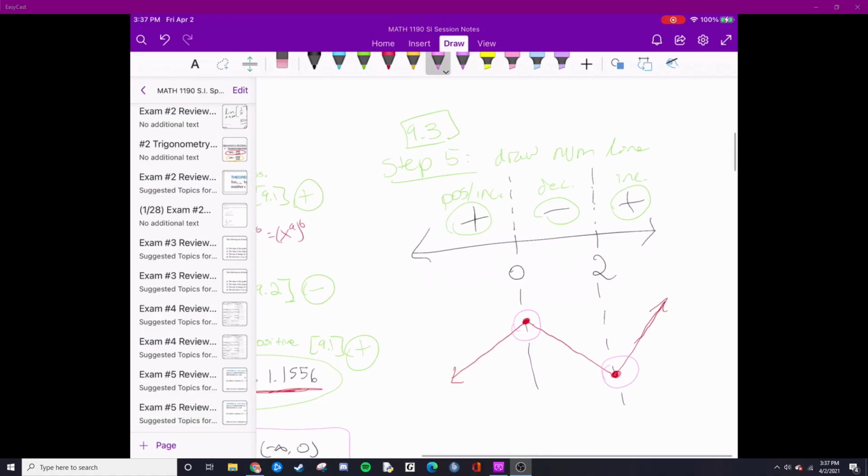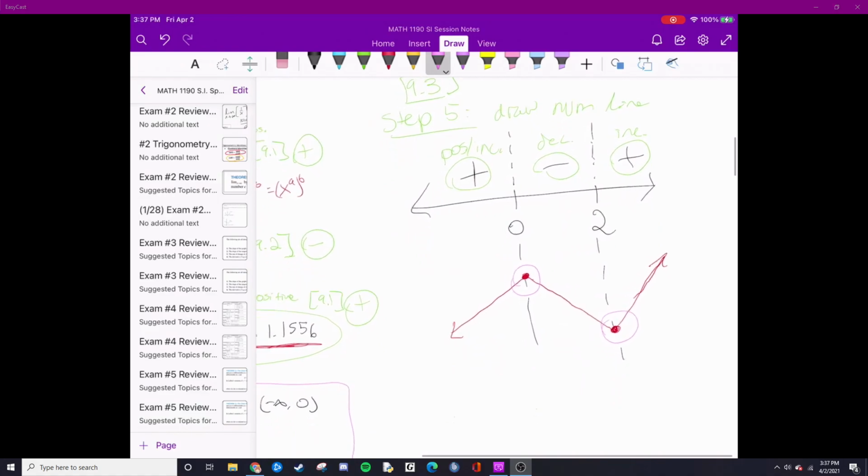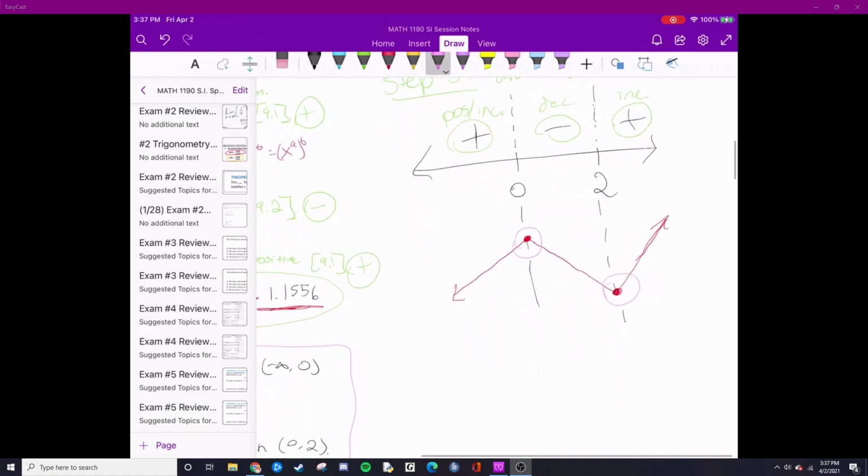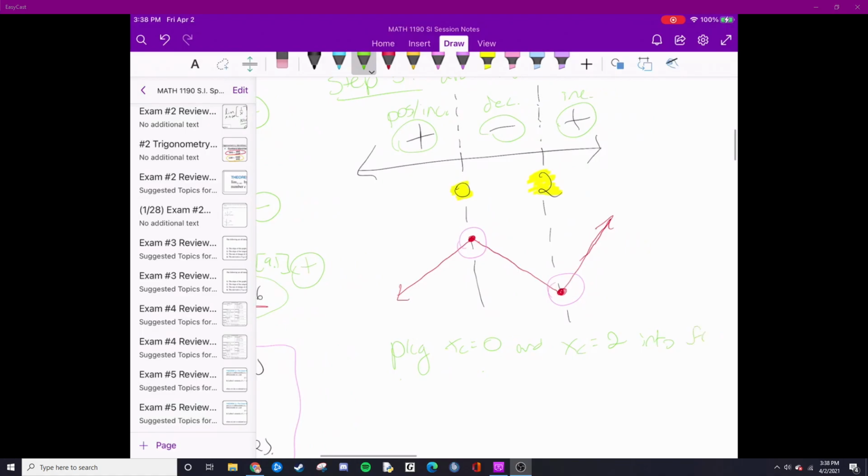So after we do this, to get our final answer, we're going to have to plug in the numbers 0 and 2 into our original f of x. So now we plug x equals 0 and x equals 2 into f of x because we want to write our final answer as a point.